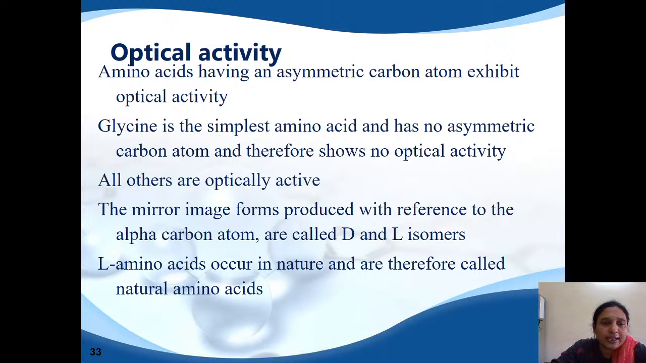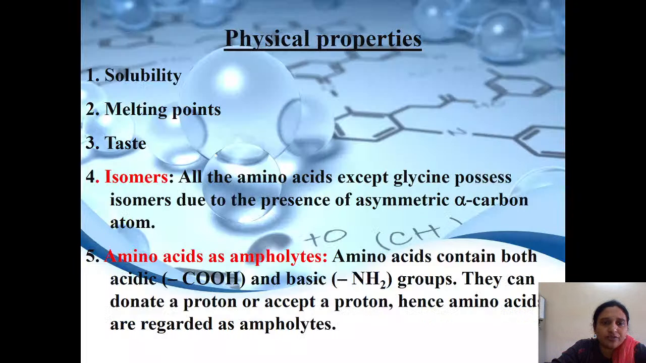Now, optical activity and the mirror images are formed with reference to the alpha carbon atom, that is the D and L forms. And please note down, L amino acids occur in nature, and all natural amino acids are L isomers only. That is the optical activity. The next property, a physical property, is that amino acids are ampholytes.